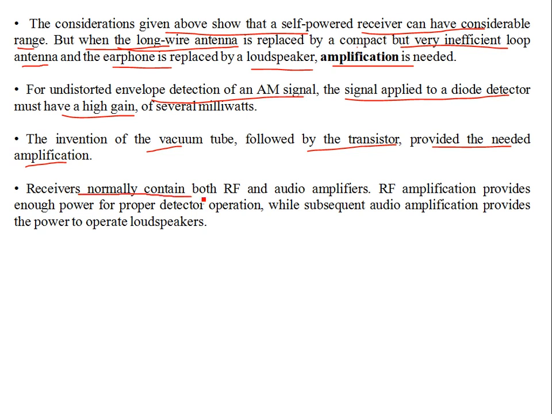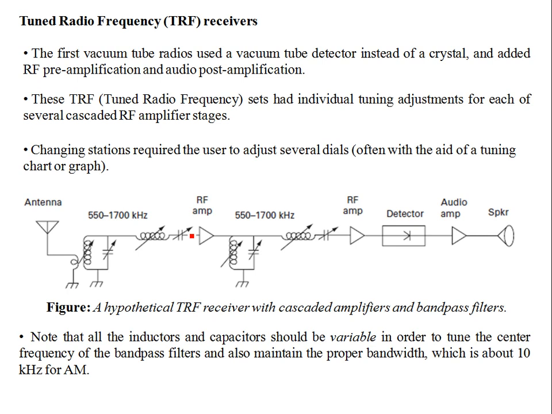Receivers normally contain both RF and audio amplifiers. RF amplification provides enough power for the proper diode operation, while the subsequent audio amplification provides power to the loudspeakers. Now we have tuned radio frequency, or commonly referred to as TRF, receivers. The first of the vacuum tube radios were TRF receivers, and they used a vacuum tube detector instead of a crystal, and they added an RF pre-amplification stage and an audio post-amplification.